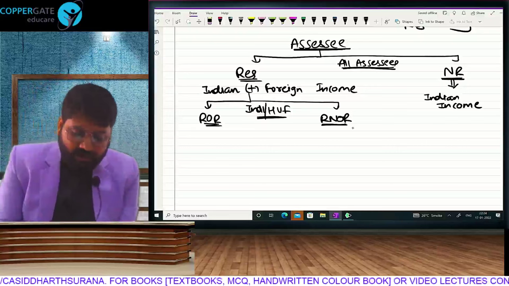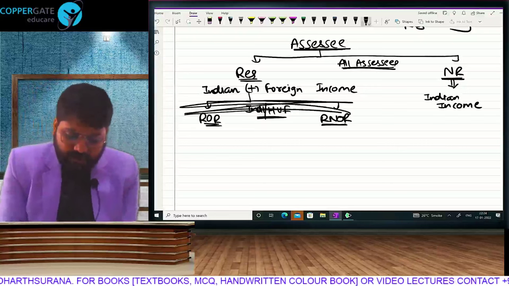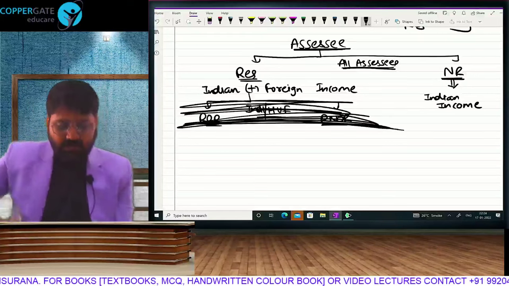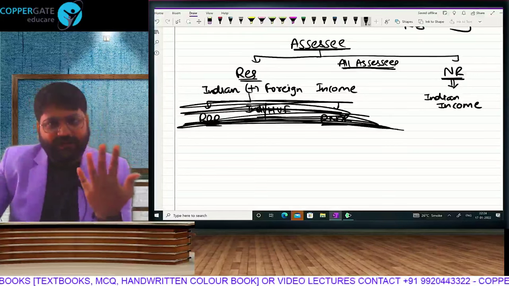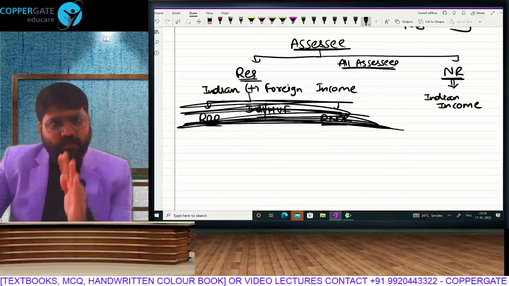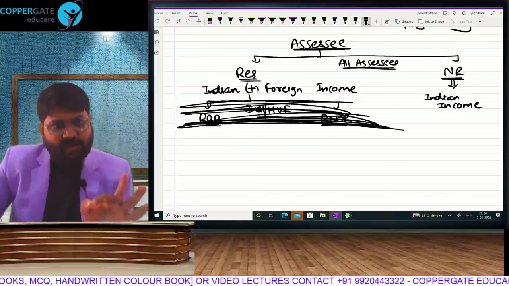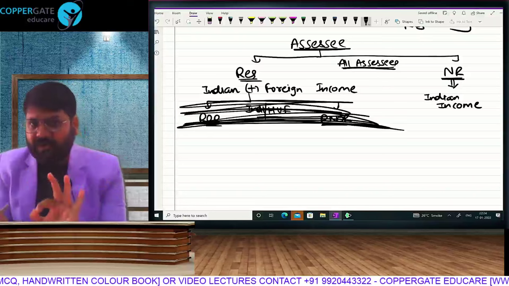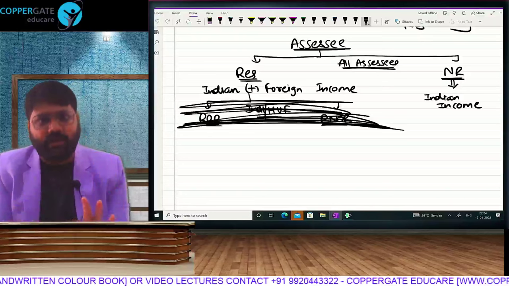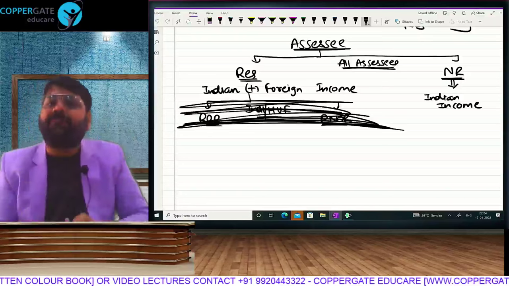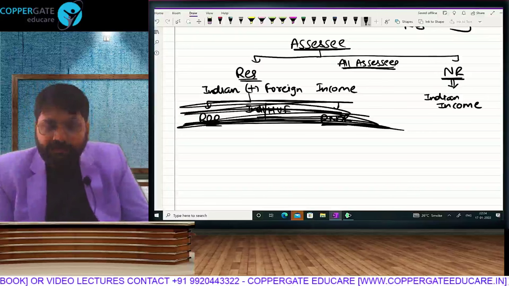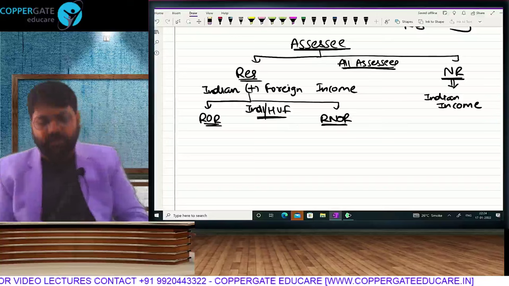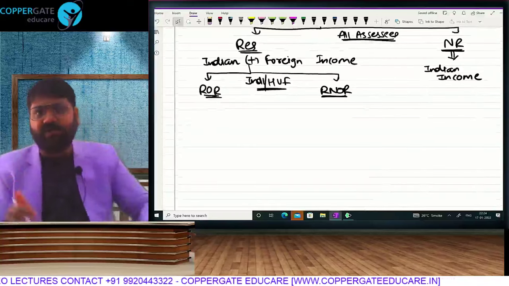For the time being, if you ignore this part, company, firm, AOP, BOI, LLP, artificial juridical person. What is their only division? Resident and non-resident. Resident will pay tax on world income. Non-resident will pay tax on Indian income. And that is the meaning of scope of total income. Are you understanding this? But when the assessee is individual HUF, there is going to be further division of assessee into what?